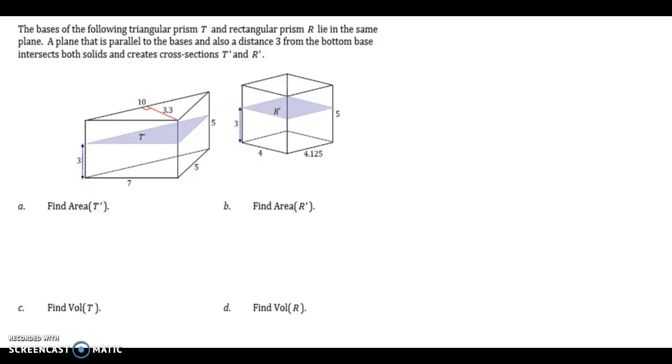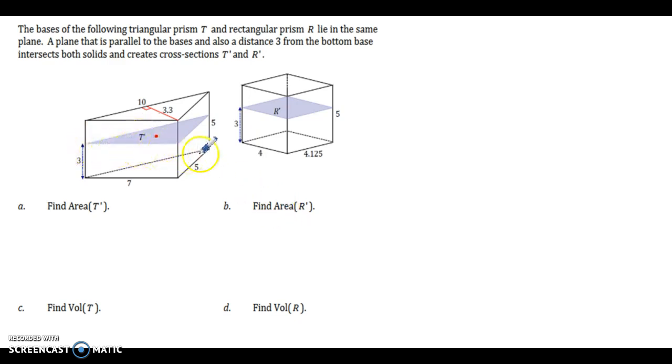All right, I'm looking at Unit 7, Lesson 3, the question that says Example 1 here. The question says the bases of the following triangular prisms T and rectangular prism R lie in the same plane. A plane that's parallel to the bases and also a distance of 3 from the bottom of the base intersect both solids. And so that plane is shown here by the purple parts, T prime and R prime. And so then it says, find the area of T prime and find the area of R prime.